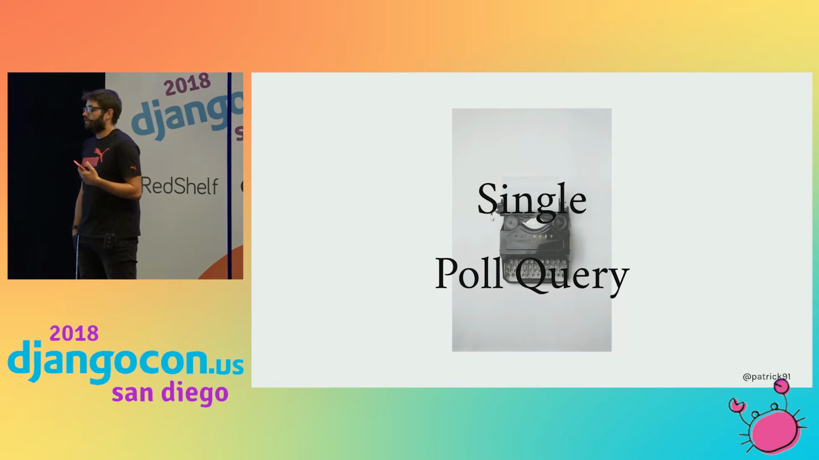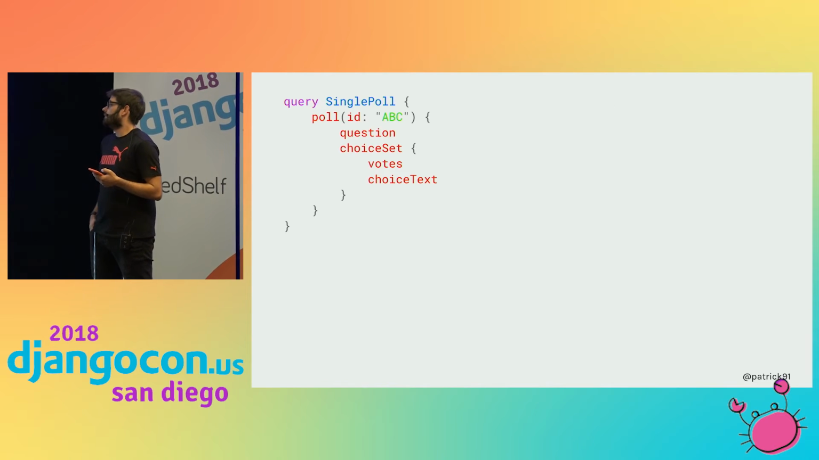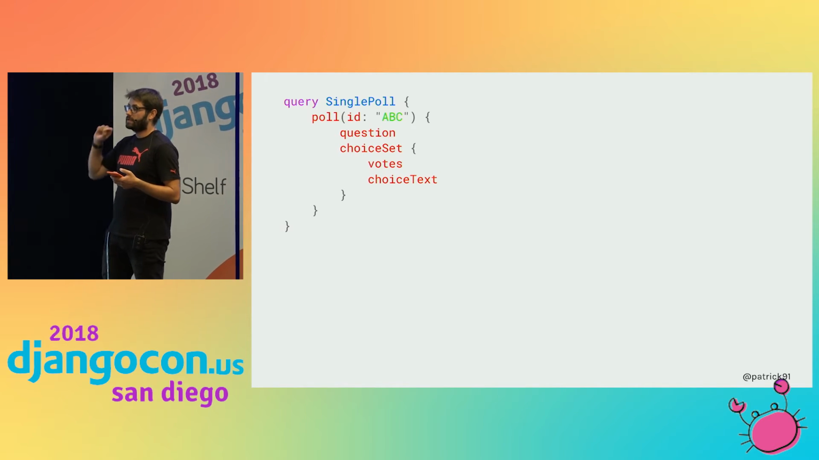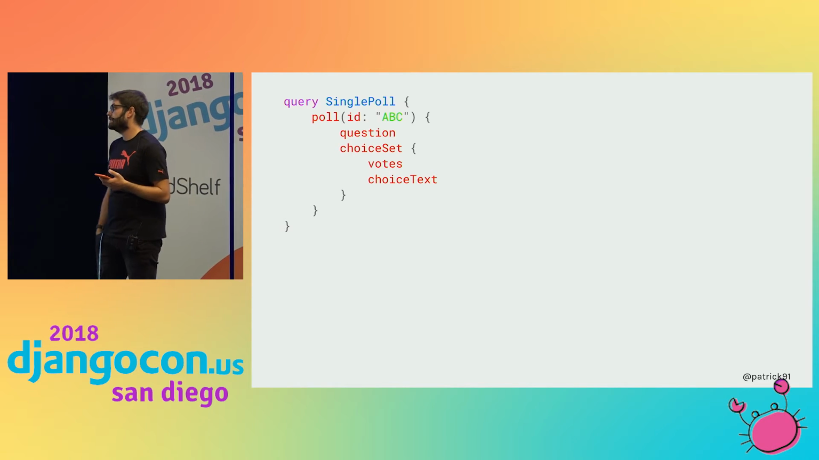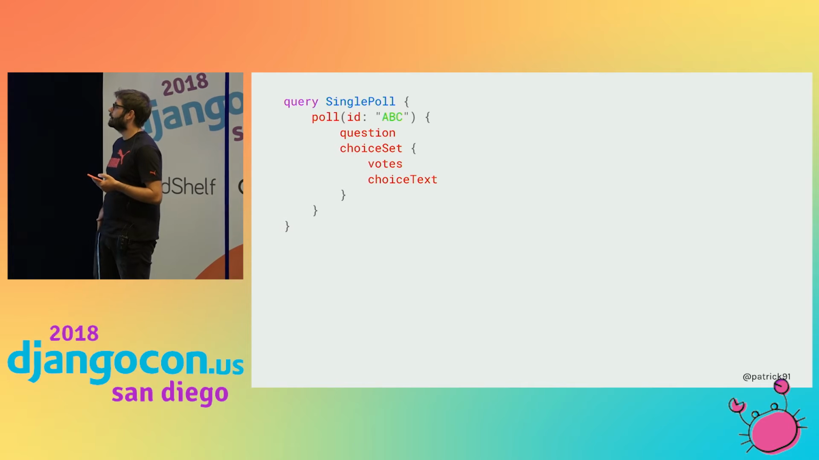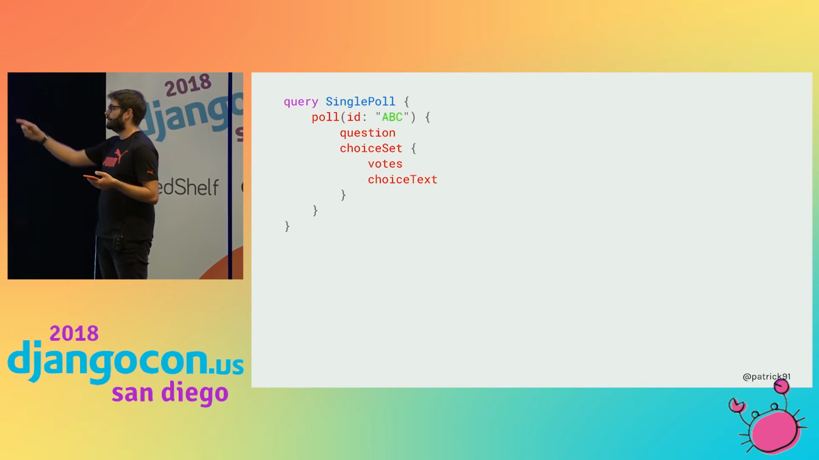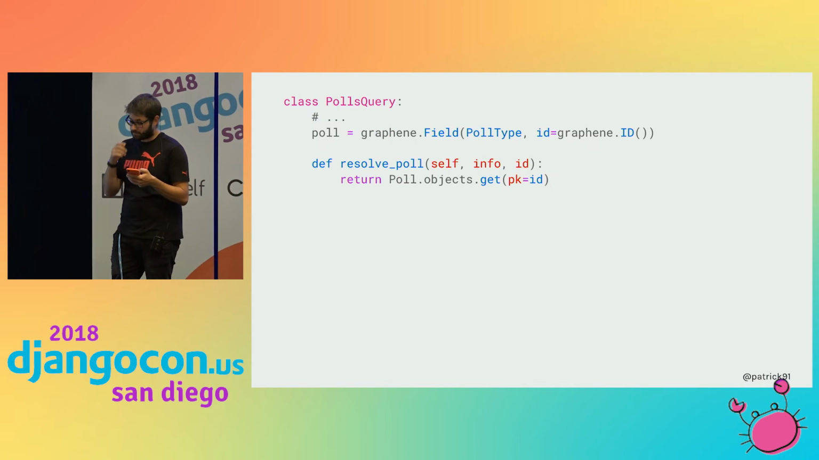Then we can do a query for a single poll. As I said, in GraphQL, we can pass arguments to each field. So in this case, for example, we want to fetch the poll with ID ABC, and we can do it like this. And the rest is similar to the previous one. The only difference is that the field name is poll, singular, and accepts an argument.